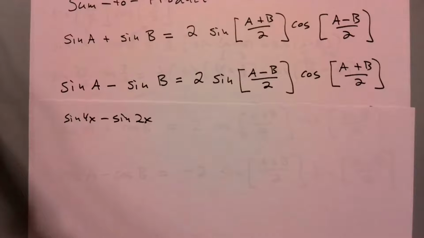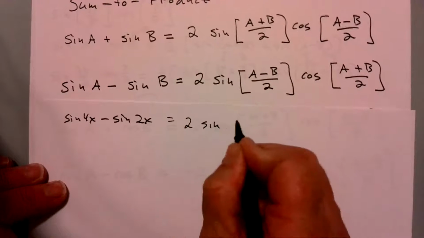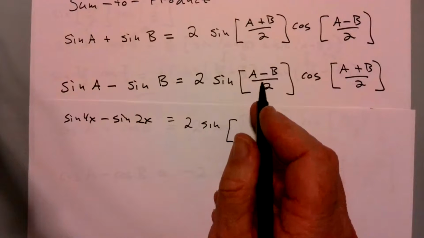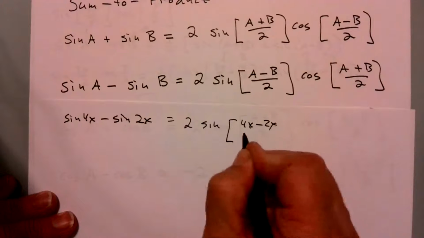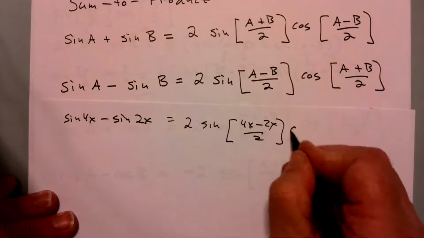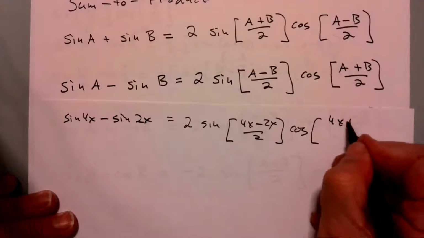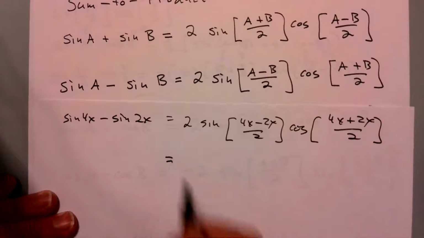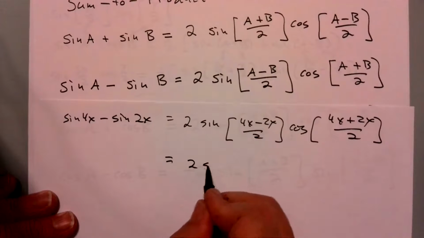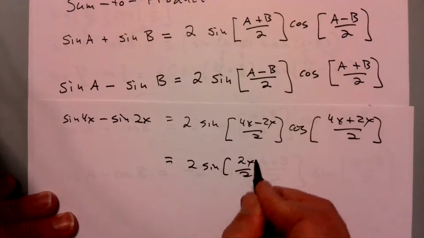So if I make my substitutions, what do I get? I get 2 sine of A minus B, 4x minus 2x, over 2, cosine of A plus B, 4x plus 2x, over 2. What does this become? 2 sine, 4x minus 2x is 2x over 2.